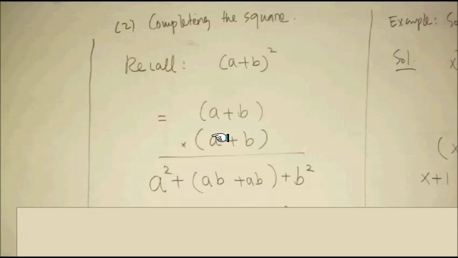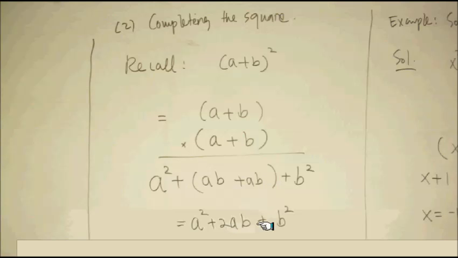By multiplying a times a, we get a squared, and b times b gives you b squared. By cross multiplying, we get 2 times ab, which is written here. So if you multiply (a plus b) two times, this is what you get.